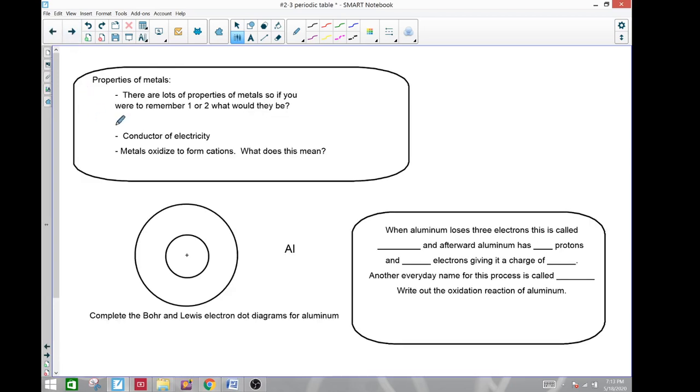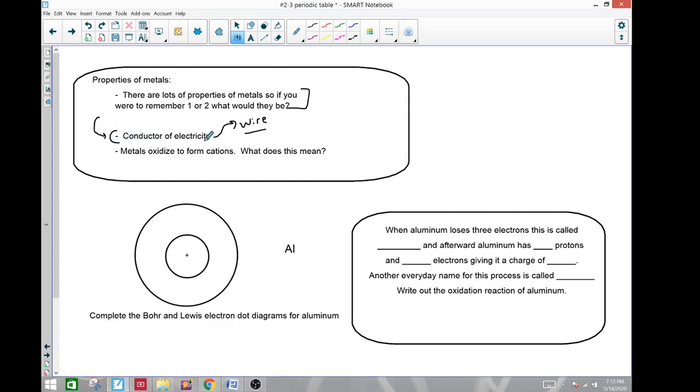All right, metals. There are lots of properties of metals, so if you were to remember one or two, what might they be? First of all, metals are conductors of electricity. We use them a lot for things like wire in electrical wiring. So that's really good for that. Metals oxidize to form cations. What does that mean? The number one property, if I had to pick one, would probably be that it's a conductor of electricity.